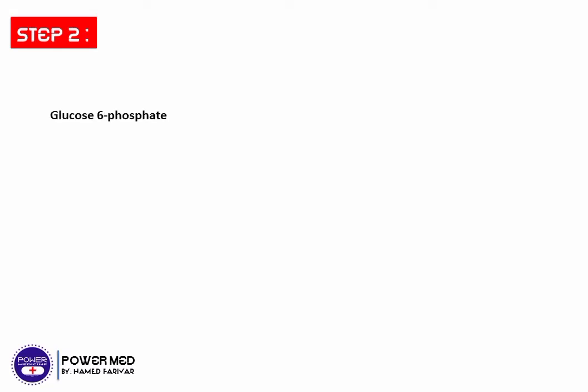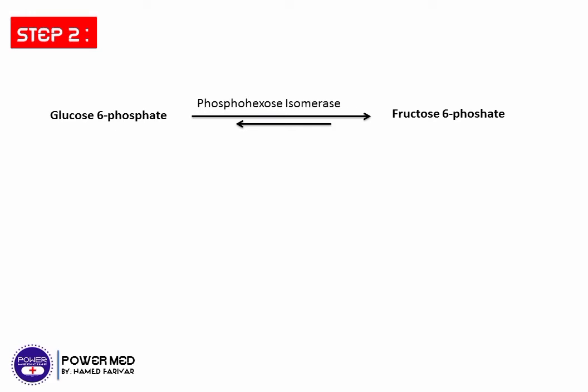In the second step of glycolysis, an isomerization occurs to glucose 6-phosphate, finally making it fructose 6-phosphate. This is an active group isomerization, converting an aldose to a ketose. This reaction is reversible and can go to either side, but because the next reactions need fructose 6-phosphate, this reaction goes to the right side. This reaction is carried out by the presence of phosphohexose isomerase.